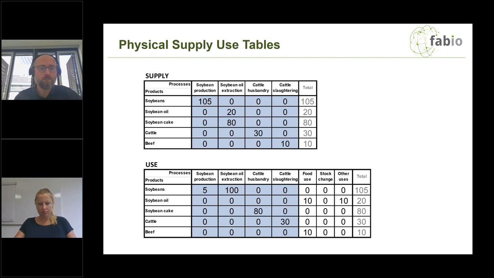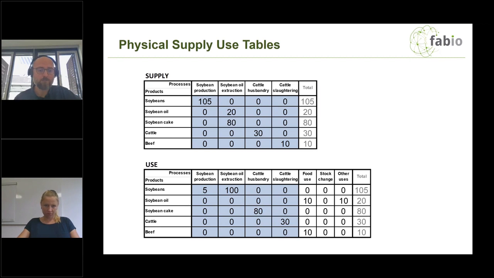You see that soybeans are supplied by the process called soybean production. The process of soybean oil extraction supplies soybean oil and soybean cake. Cattle husbandry supplies cattle, while cattle slaughtering supplies beef. So that's the supply table.